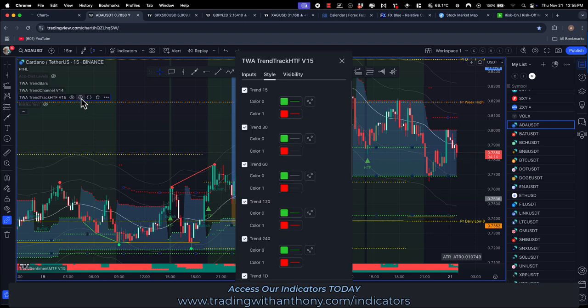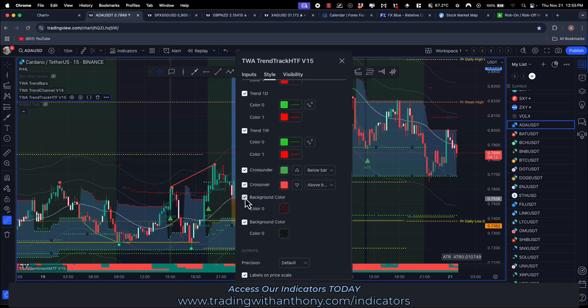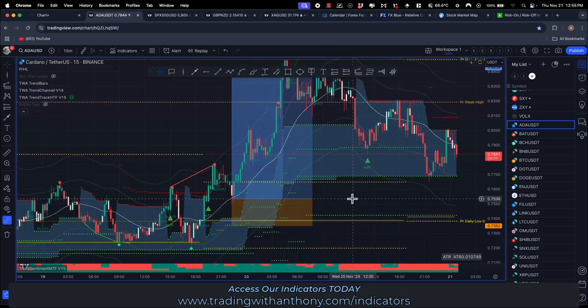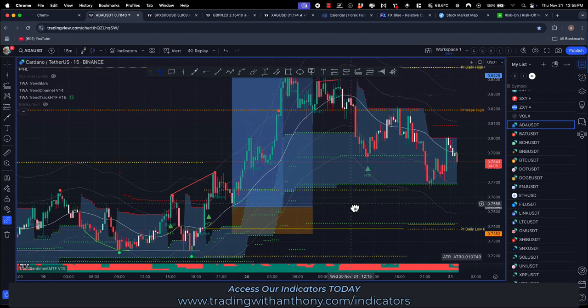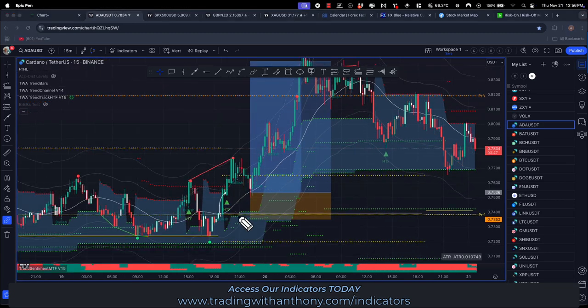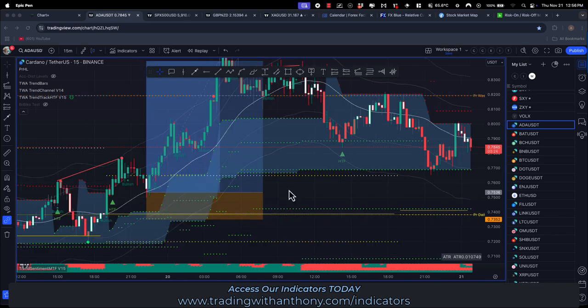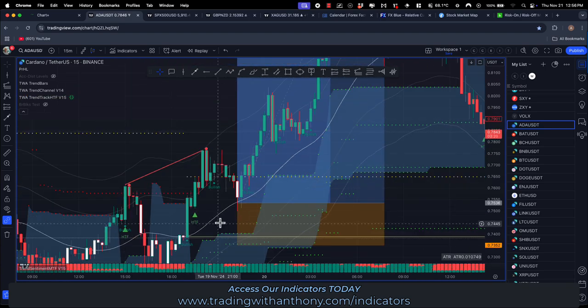Now we're looking at the trend track higher time frame indicator. I'll just remove the background color for now so I can show you the signal and explain what we're looking for. So the signal we're looking for is this one. It's an up triangle and you can see the text HTF. This gives us 6 higher time frames, and it sees that the 6 higher time frames are currently bullish, and this will fire at the point when the time frames come together and are in sync.